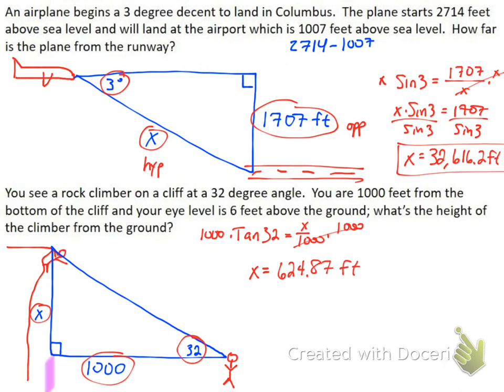And then the only thing that we need to make sure is with this problem, since that's just this distance, I'm missing this piece right here, which is going to be the height of me, which is 6 feet. And so I want to take my answer and add 6 feet to it to get that the height of that climber is going to be 630.87 feet.